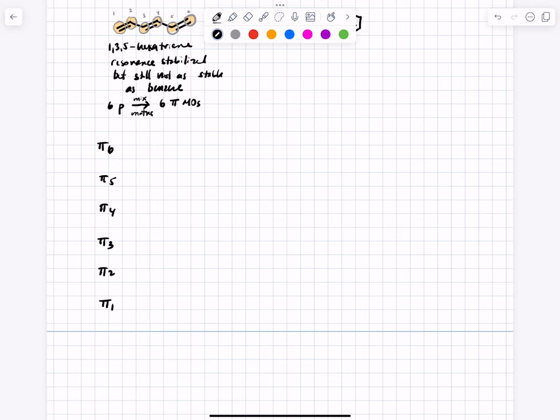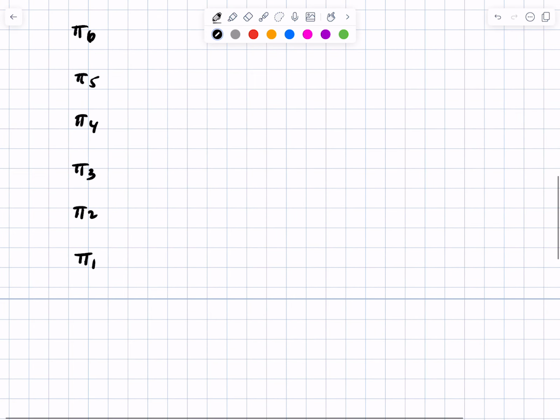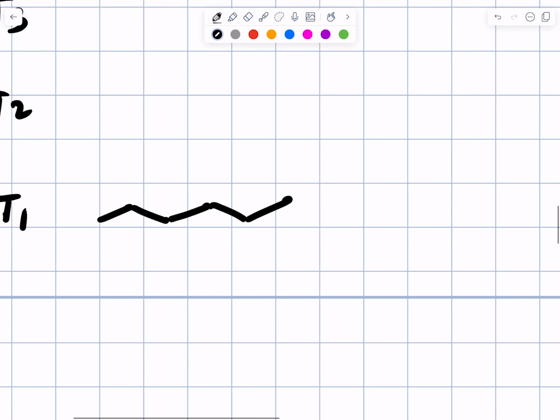And we're not going to draw all of these unless you make me, but we'll draw enough of them to get an idea of what's going on. The lowest energy orbital is always easy to draw.